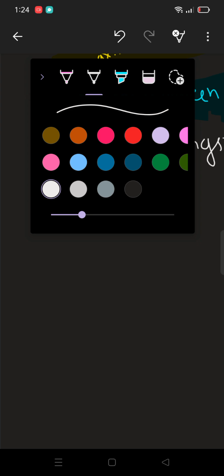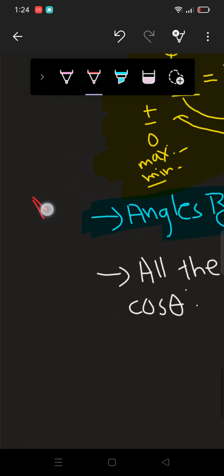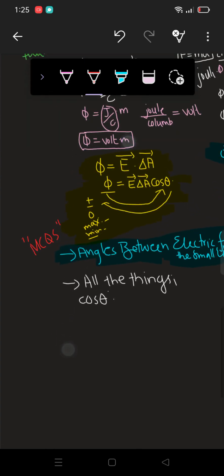Now this topic is very important in terms of MCQs. You will have a lot of MCQs from this topic. So this topic is very important for the MCQ section.